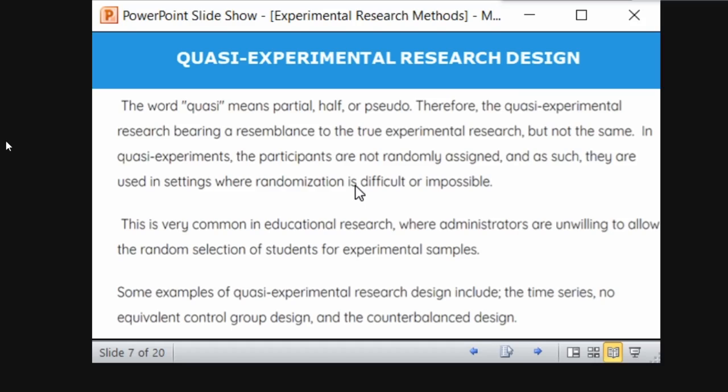So this is common in what you call educational research, where administrators are unwilling to allow random selection of students for experimental samples. Some examples include time series, nonequivalent control group design, and the counterbalanced design. So time series, what do you mean by time series? Over a period of time, how will you perform, or how the conditions will evolve.